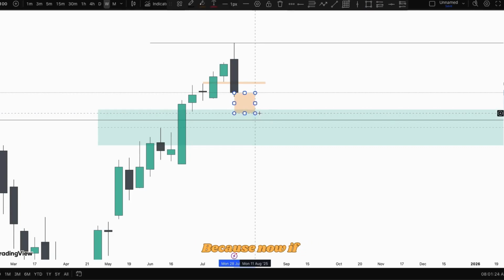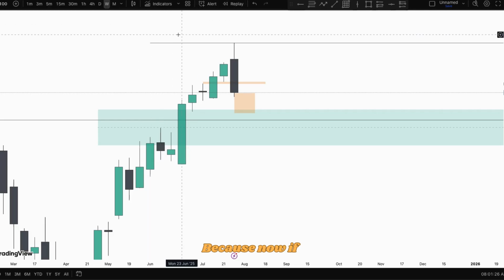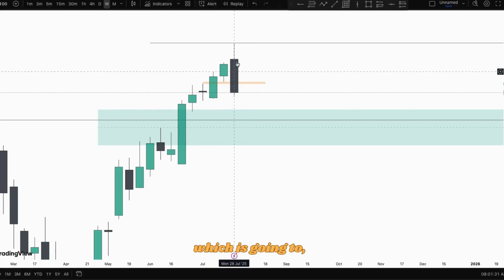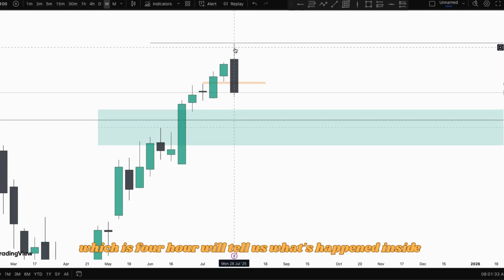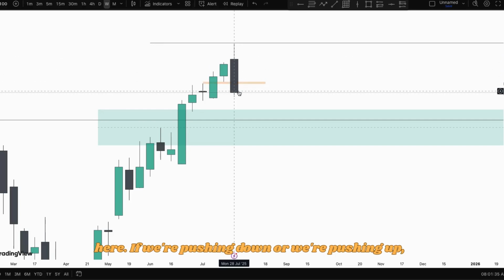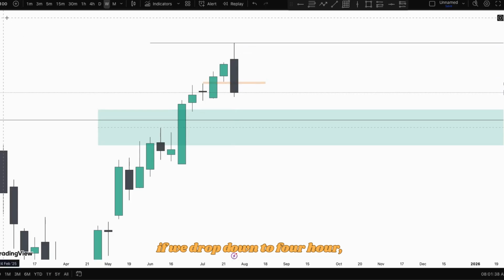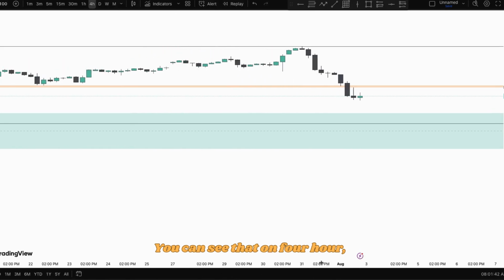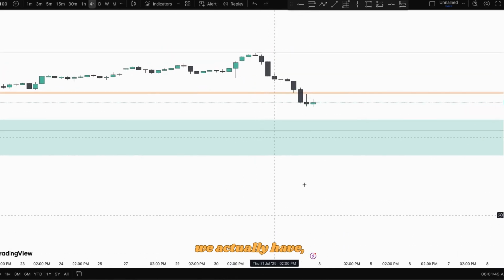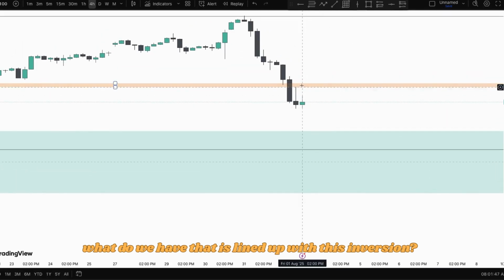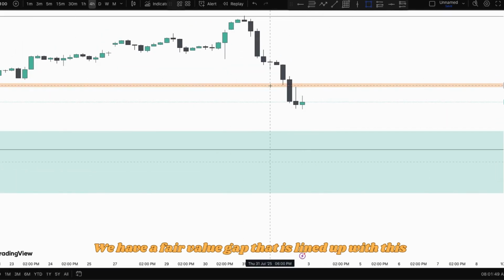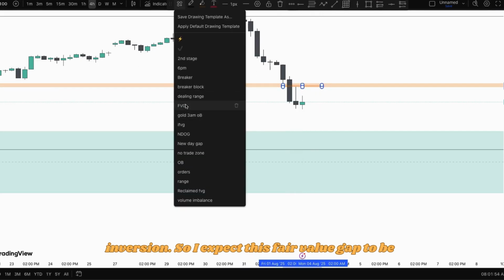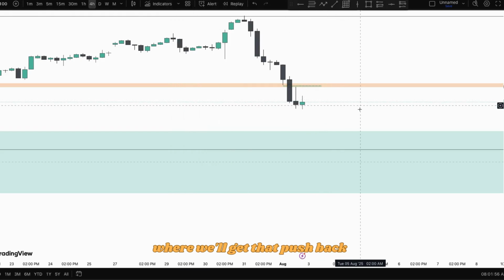All right, drop into this, because now if we go to 4 hour, 4 hour will tell us what's happened inside here, if we're pushing down or we're pushing up. If we drop down to 4 hour, 4 hour will give us more details. You can see that on 4 hour we actually have, what do we have that is lining up with this inversion? We have a fair value gap that is lining up with this inversion. So I expect this fair value gap to be where we will get that push back from.